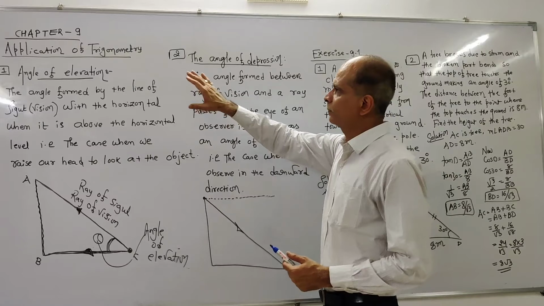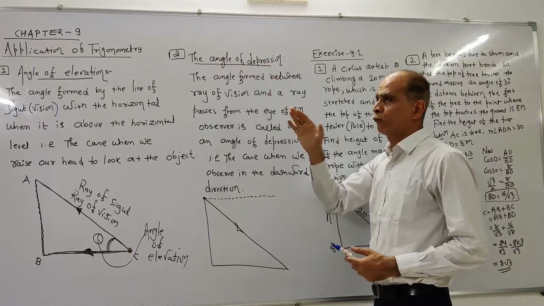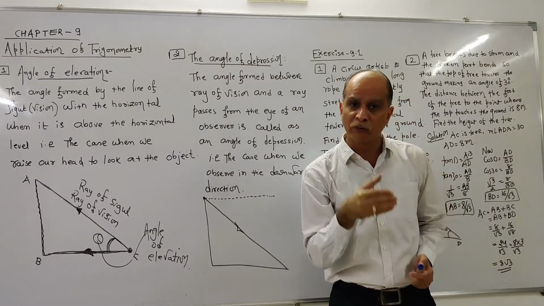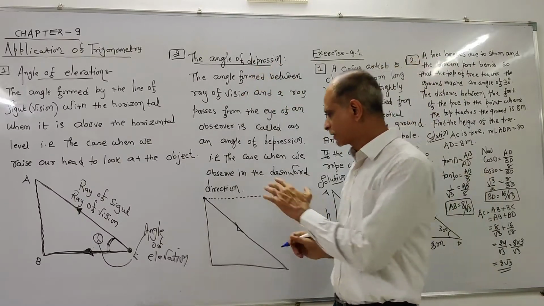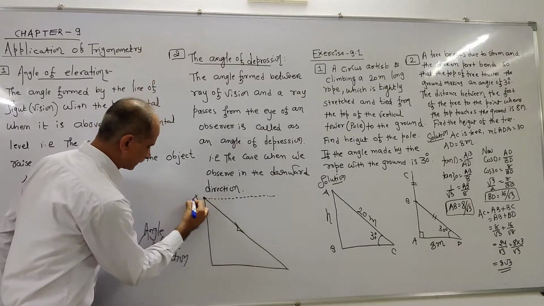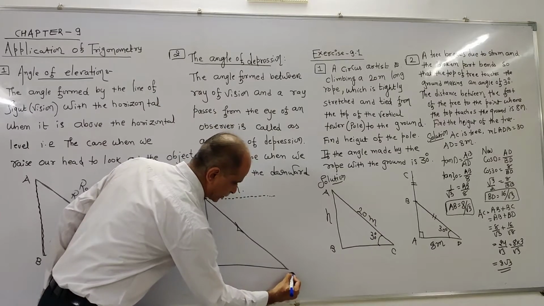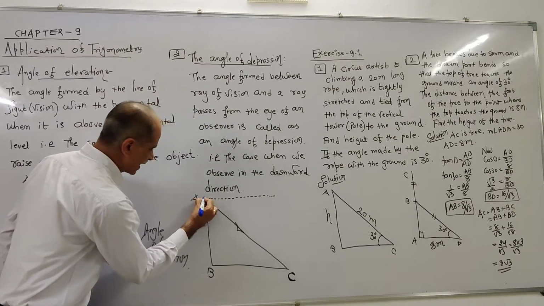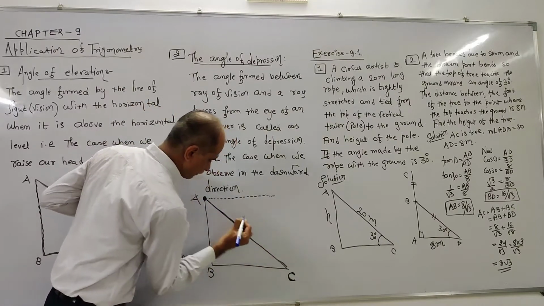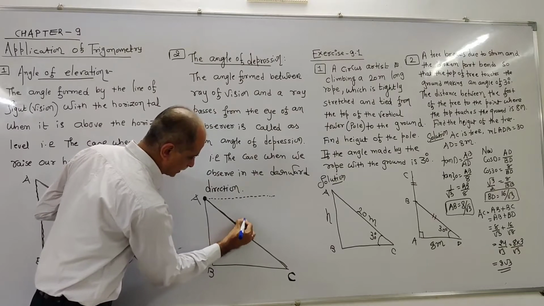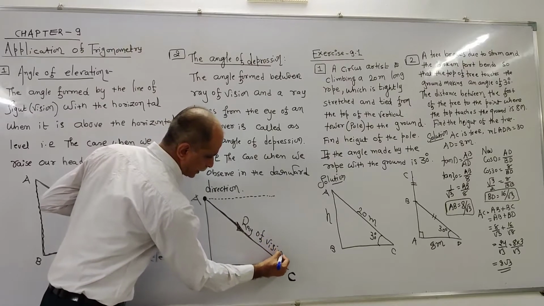The second concept of this chapter is the angle of depression. When a person observes in the downward direction, one has to use the concept of angle of depression. For example, AB is a tower and C is a car situated on a road. A person standing on the tower is observing the car on the road. So this is known as ray of vision, or you can say ray of sight.